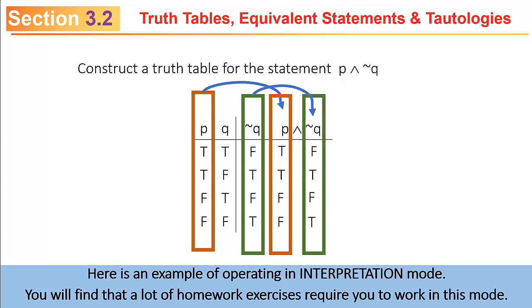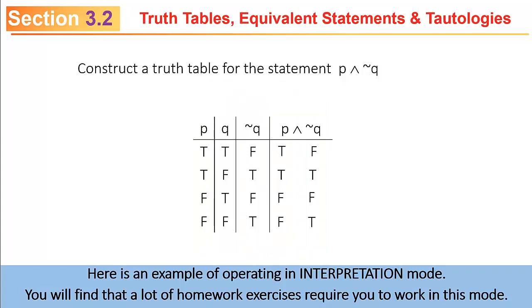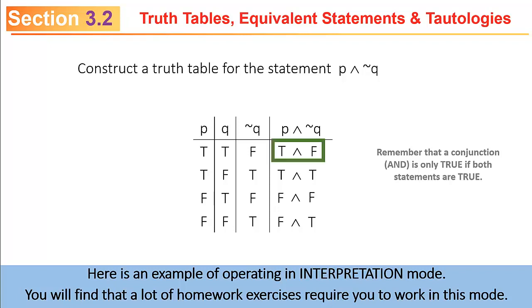And notice that between those two things is an and symbol, so I'll just push the and all the way down. And now I need to evaluate the and in that last column. Remember that a conjunction, which is an and, is only true if both statements are true. So if I look at the first one, they're not both true, so the statement is false. Looking at the next one, they are both true, so the statement is true. In the third case, they're not both true, so the statement is false. And in the fourth case, they're not both true, so the statement is false.